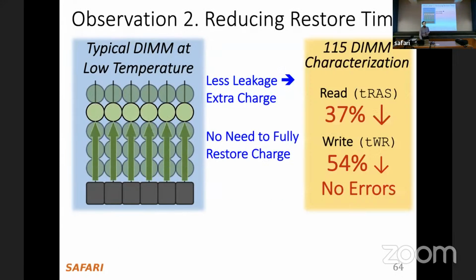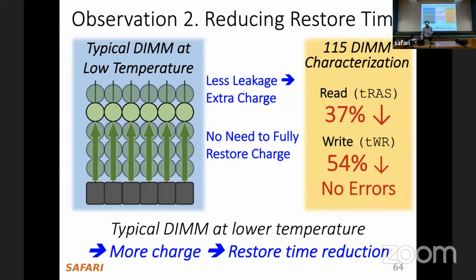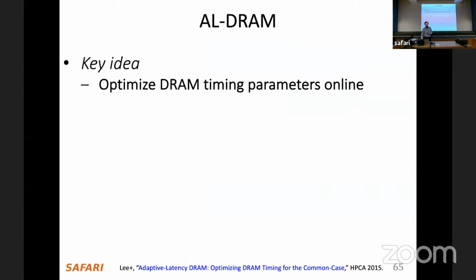Reducing restore time, similar. You can reduce the restoration time. These are charge restoration timing parameters, tRAS and tWR, write recovery. And you can significantly reduce those also, as you can see, without getting any errors in your system. Again, this is average. It's a distribution. And the paper also talks about precharge, which you can read. So now that it's demonstrated, you can actually do this in real chips. You can actually do it online as well. So this is the basic idea.